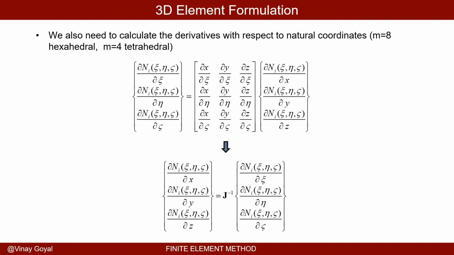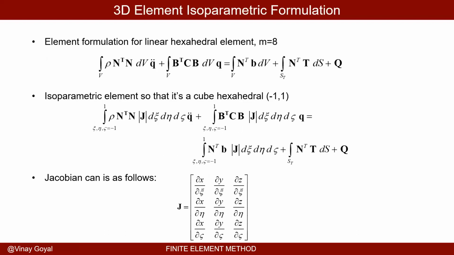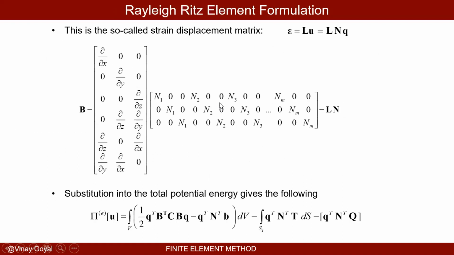I didn't do it here, but you understand how to get there. I also want to show you that I need to calculate B bold. B bold needs to be calculated. I need to find this derivative. Basically, for B bold, we need to find the partial with respect to x of N1, N2, and so forth. I need to do that.